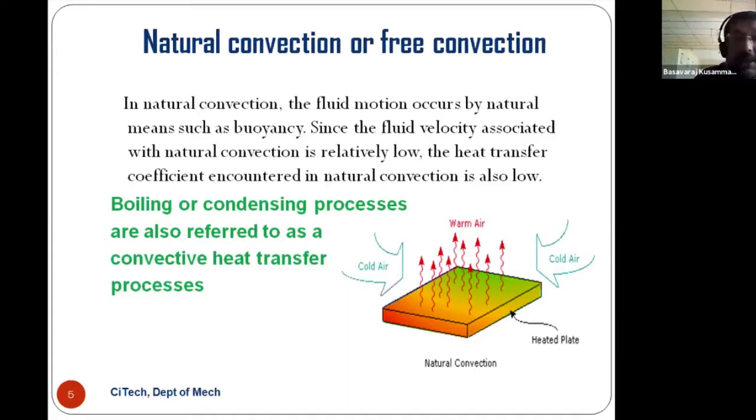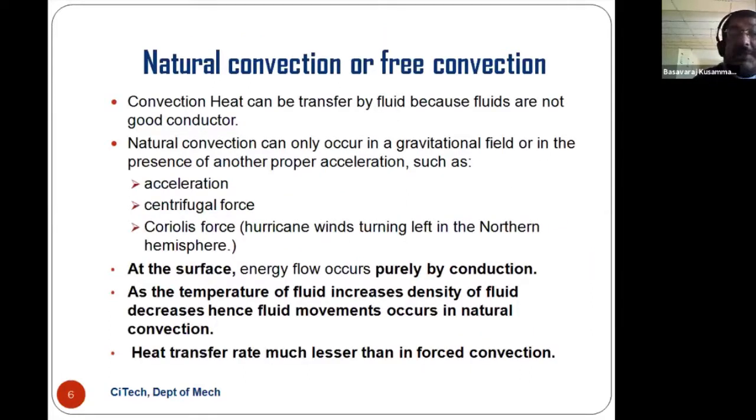Okay, apart from this, we need to discuss the important points in natural convection or free convection. The convection heat transfer by the fluid, because fluids are not good conductors. Understand? Convection is predominant in liquids, because conduction is not predominant in liquids. Understand? So the heat transfer in the fluid is by convection. Okay, convection is predominant here.